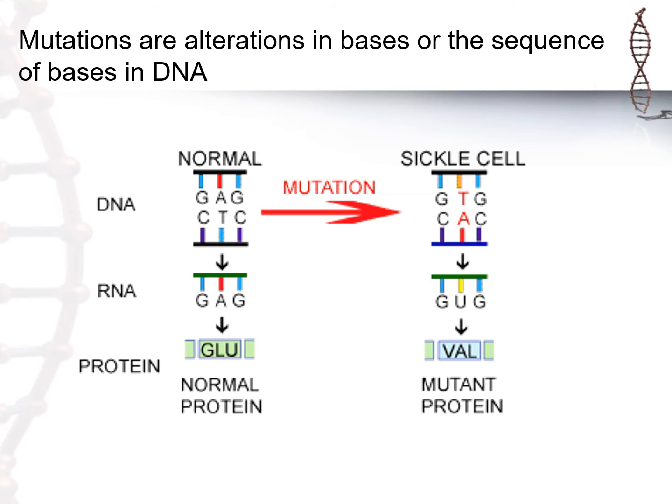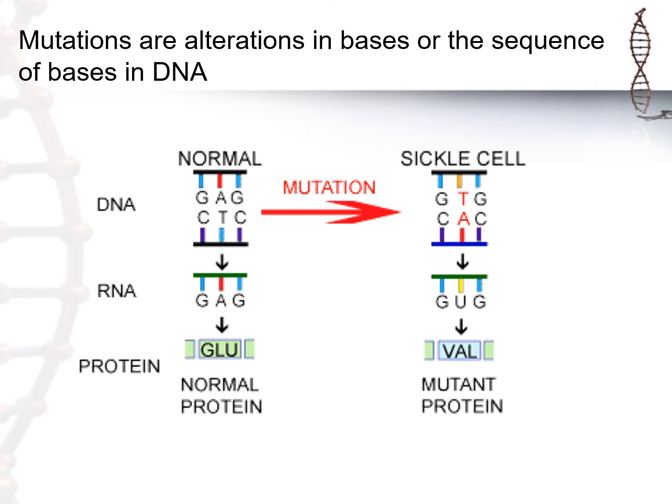Changes at the DNA level are called mutations. They are alterations or changes in the base sequence of the DNA. Some mutations, like this one, can be harmful. They can cause disease. Other mutations can be helpful, and they can drive evolution. So sometimes the word mutation gets a little bit of a negative connotation, but think more along the lines of the movie X-Men or something, right? They had mutations that gave them superpowers. So sometimes mutations are good and sometimes they're not.